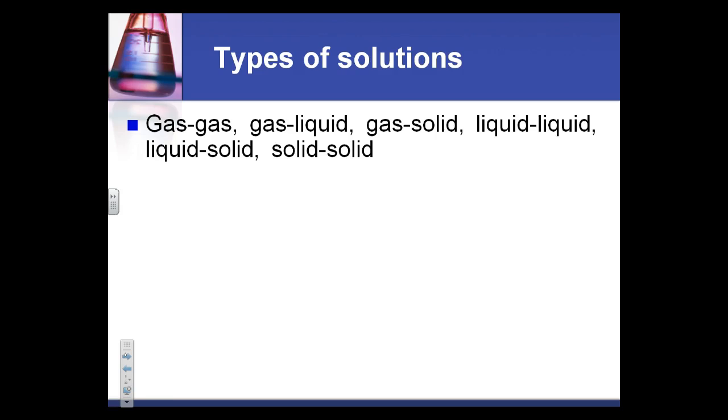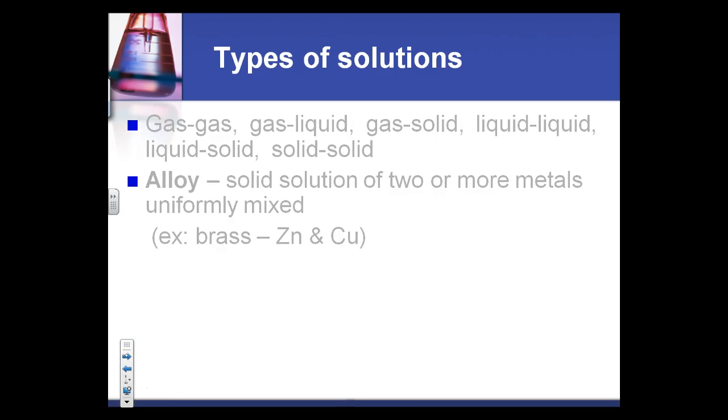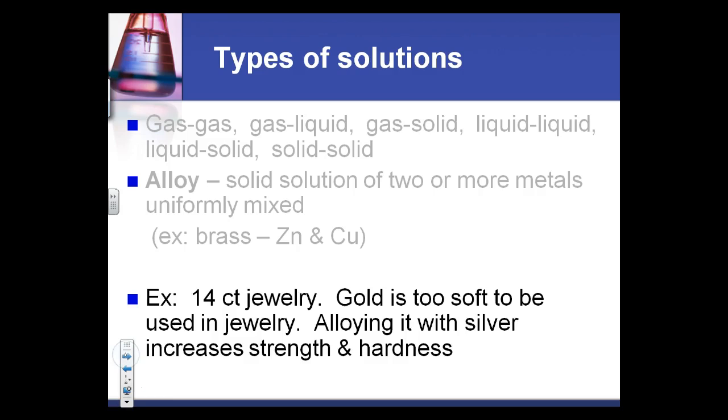And solid-solid solutions are what we call alloys. So a solid solution of two or more metals that are uniformly mixed. An example would be brass. Brass is a solution of zinc and copper. Bronze is, I believe, tin and copper. 14 karat gold jewelry is also an alloy.